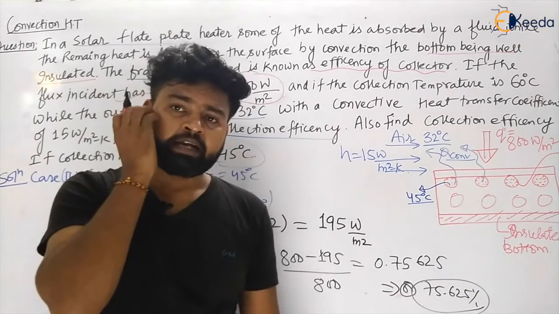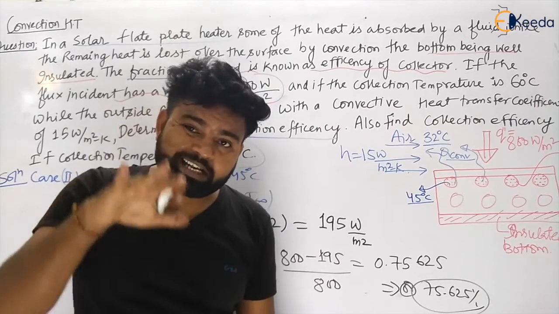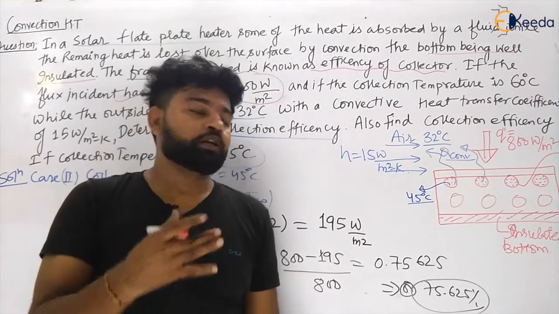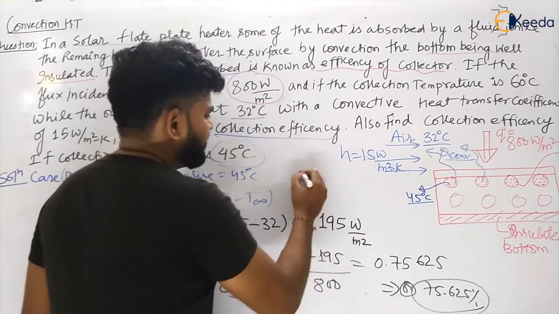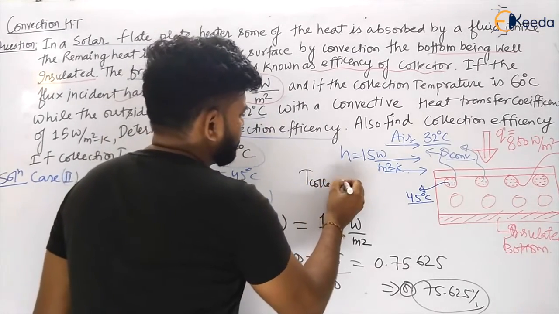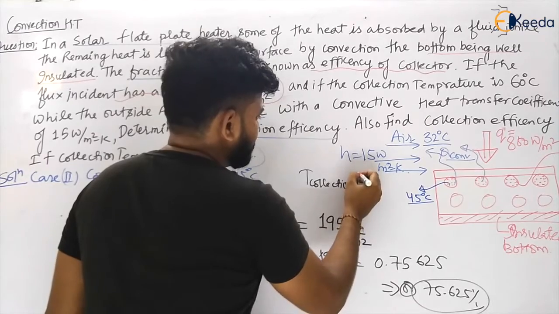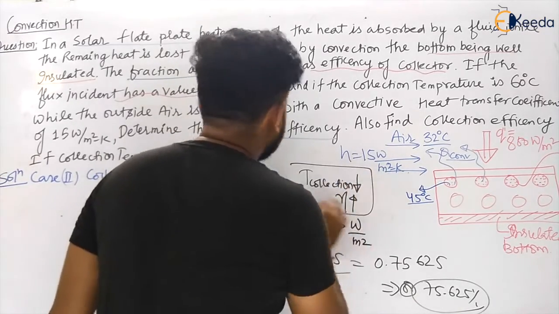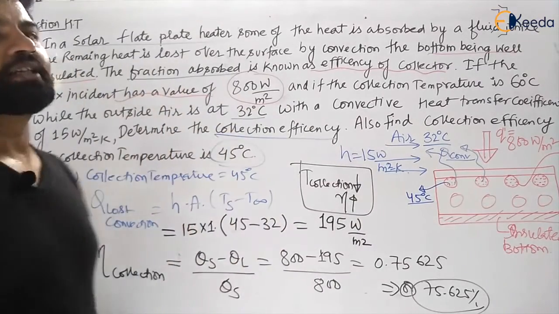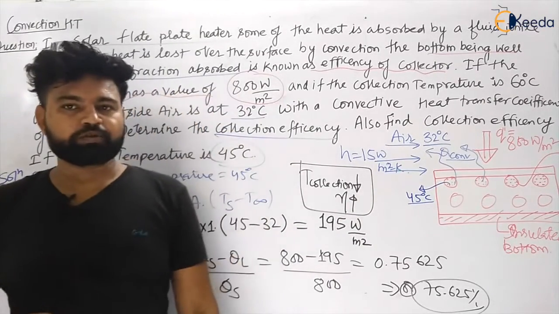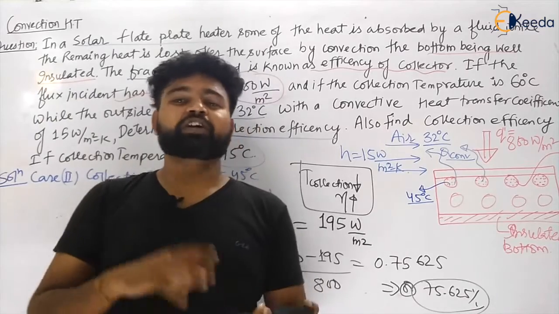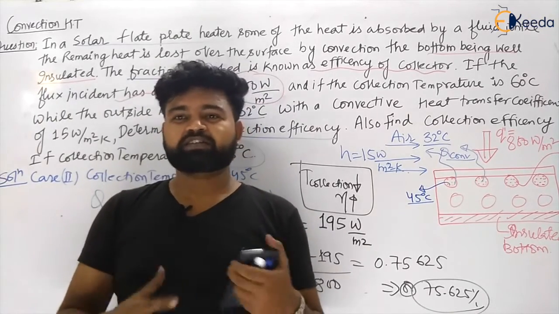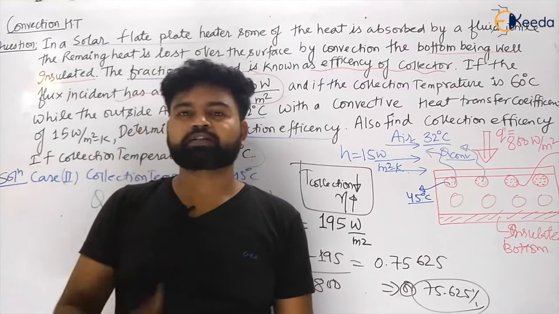So let us observe what is happening. If the collection temperature is decreasing, then the efficiency is increasing. So we can conclude that if the collection temperature is decreasing, then efficiency is increasing for that solar flat plate heater. So I think you have understood carefully. We have seen how convection is occurring and it is not beneficial in this case, because heat is just lost by it.